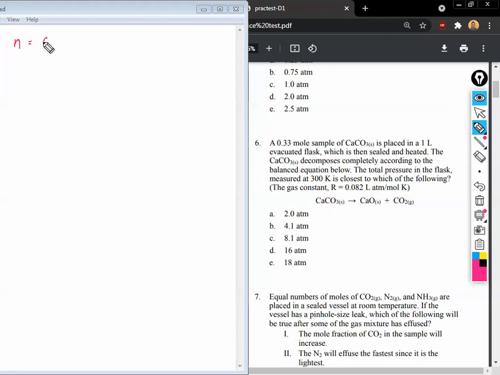So we know that for moles, we have 0.33 moles of CaCO3, and it looks like it's a solid, which means we can't use the gas laws directly on this value because it's talking about a solid, not a gas. It looks like the volume, the container that we put it inside, is 1 liter, and then it's sealed and heated.